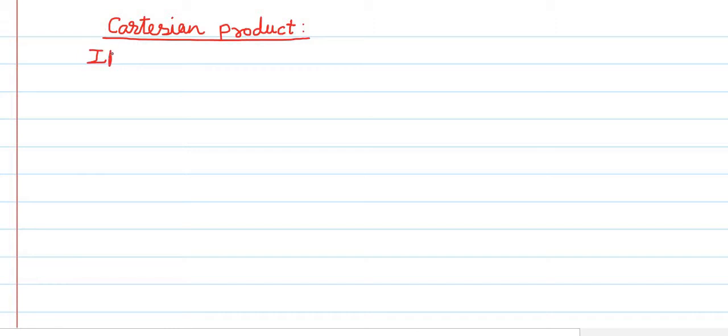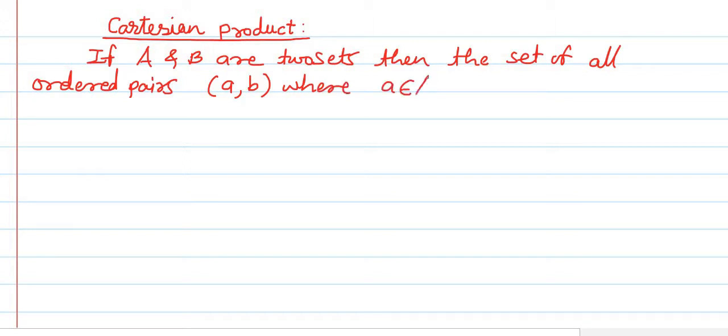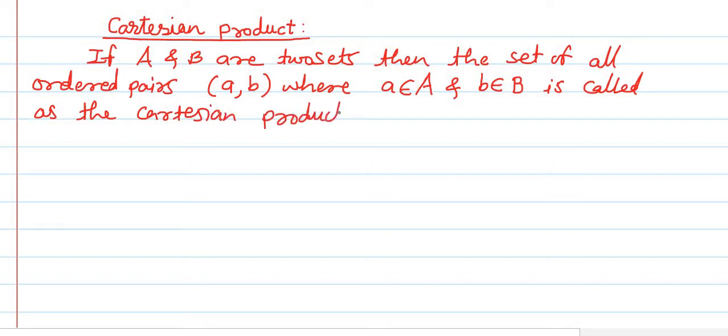If A and B are two sets, then the set of all ordered pairs (a, b), where the first member in each ordered pair, small a, belongs to the set A, and the second member in each ordered pair, small b, belongs to capital B, is called the Cartesian product of A and B taken in the order A cross B.